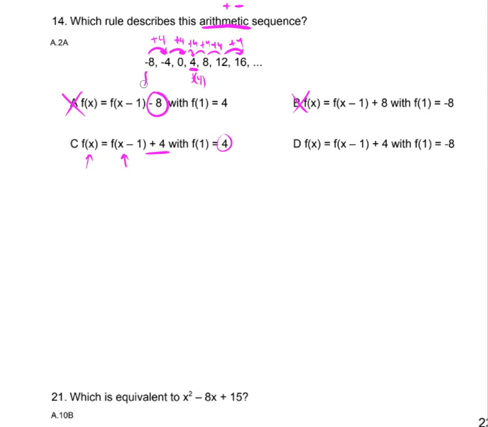F of 1 looks like it's negative 8. So what I need to do is look for one that has that. The last answer choice really that I have is this one here, D. F of x is equal to f of x minus 1 plus 4. Well, that's looking pretty good. I got my plus 4 for each term, right? That leads to each term. And it says the f of 1 is negative 8. So I have the starting term right as well. So this, in fact, is the correct answer, right? All right, sounds good. I love those arithmetic sequences.